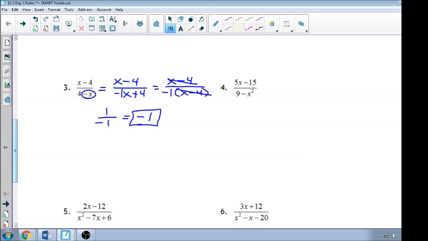On to example 4. Again, I have an issue with my denominator, but we won't talk about that yet. I'm going to go ahead and simplify my numerator as far as I possibly can, and then I'll worry about my denominator. So I have 5x minus 15.